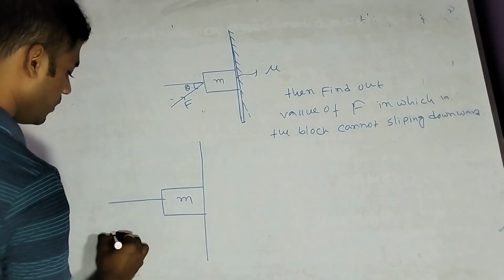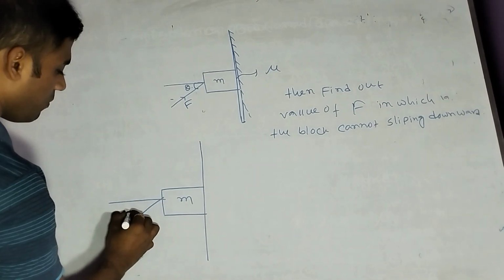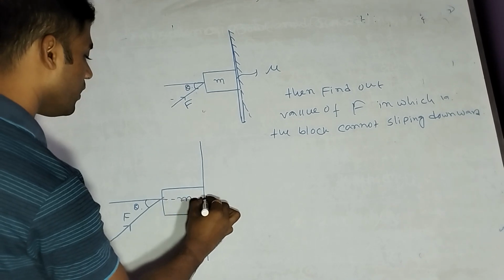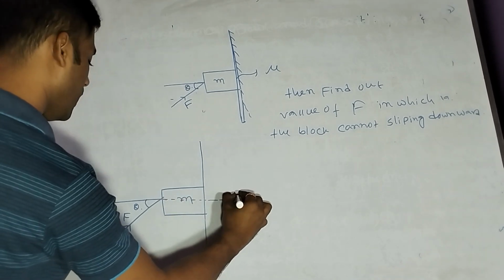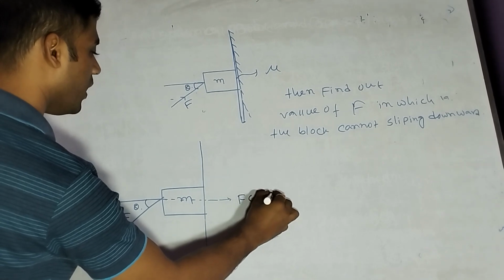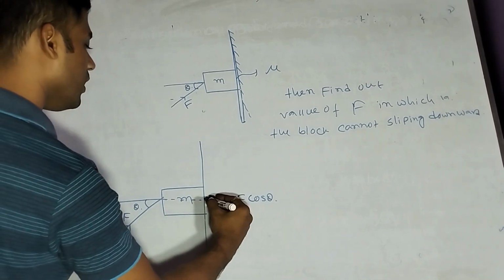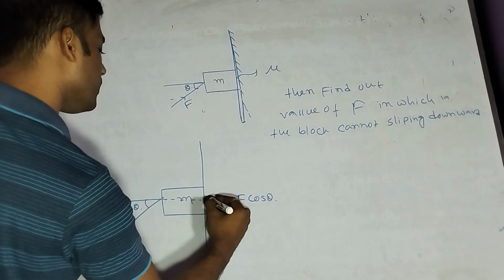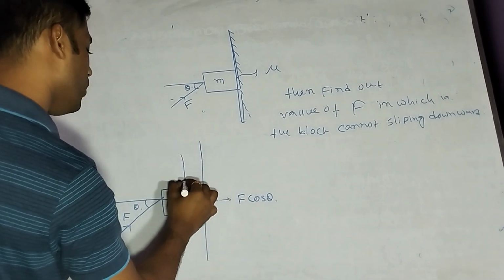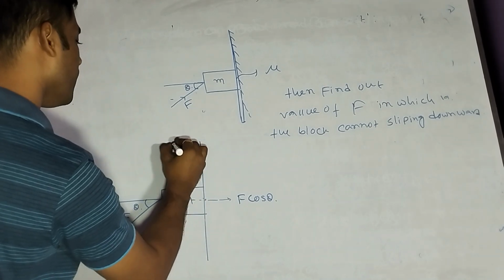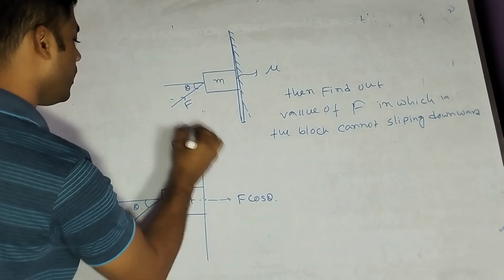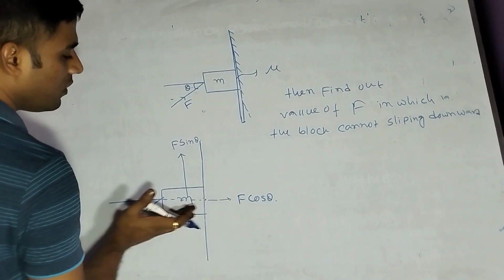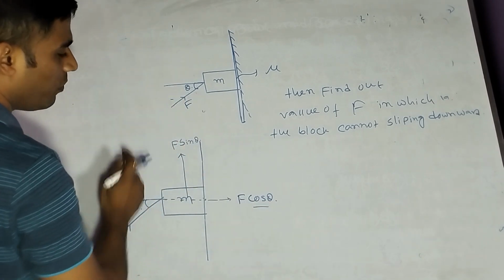The force applied is F, and the angle is theta. Then this component is the vector component. Draw the force with the F cos theta component, and the other component is F sin theta. This is F cos theta, this is F sin theta. This is a vector quantity, and the angle created is theta. So the horizontal component is F cos theta, and the vertical component is F sin theta.